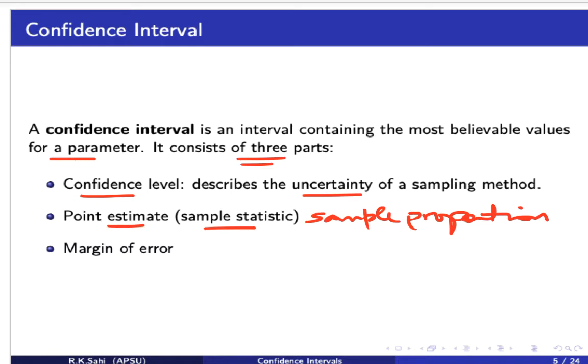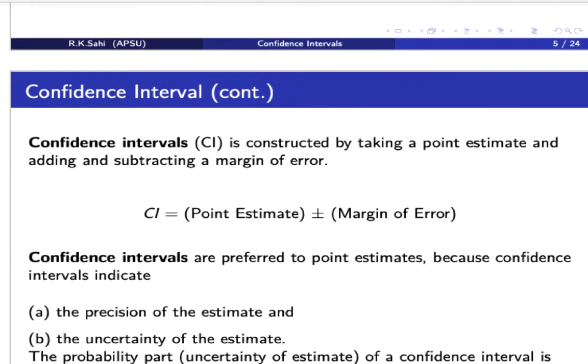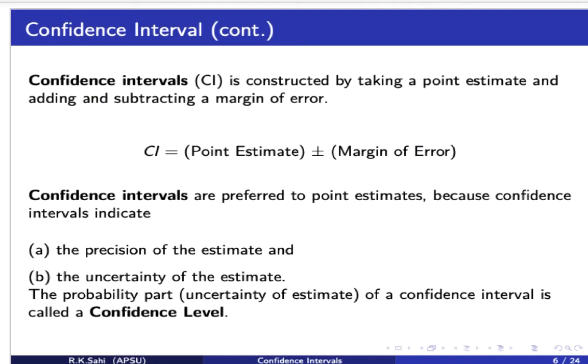So the formula looks like point estimate plus minus the margin of error. This is much more preferred than point estimates as it gives not only the precision but the uncertainty part. Now remember, the uncertainty part is the probability part, and we give it a name called confidence level.